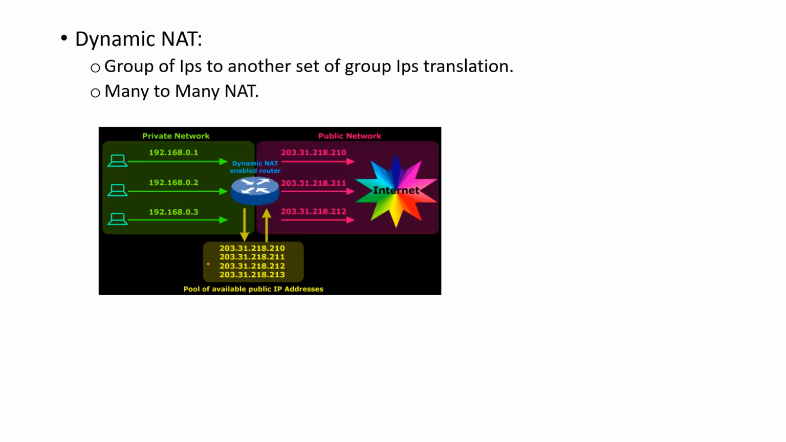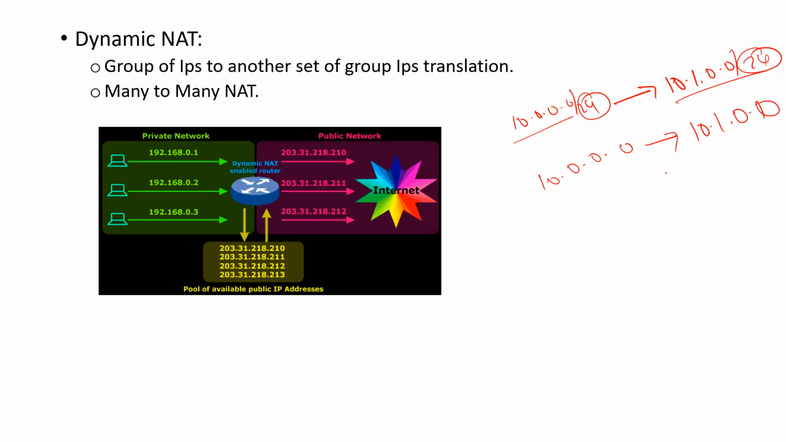Here we'll have one subnet on one side and one subnet on the other. Suppose the 10.10.0.0/24 network is converted to the 10.1.0.0/24 network. It means the subnet is the same. Here 10.0.0.0 is converting to 10.1.0.10, and 10.0.0.1 to 10.1.10.1. So if you can see here, dynamic NAT is a many-to-many translation.